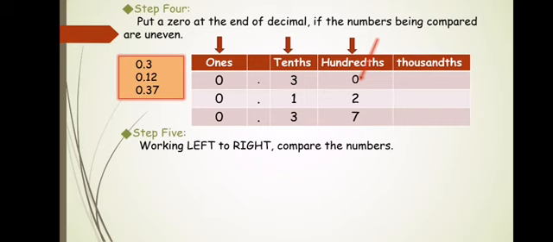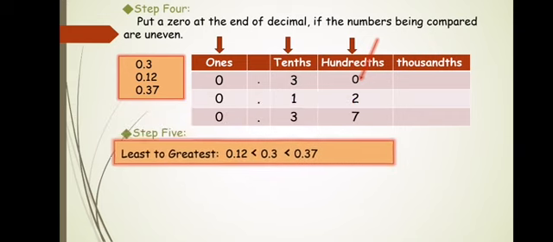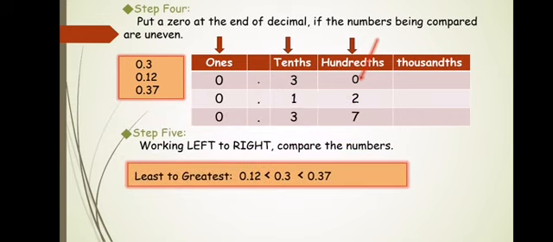Which one is the smallest one? 12. So 0.12, then 0.3, because 0.3 means it is 0.30. And the last number is 0.37. Now we have to solve page 93, exercise 2.